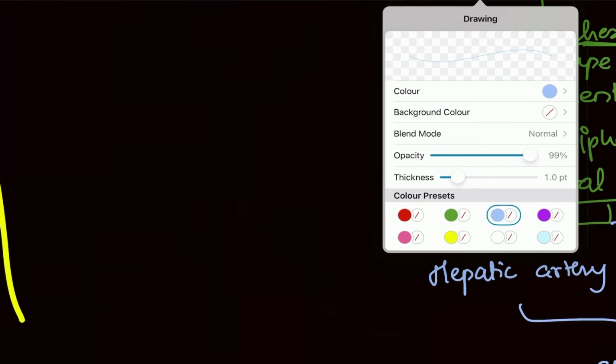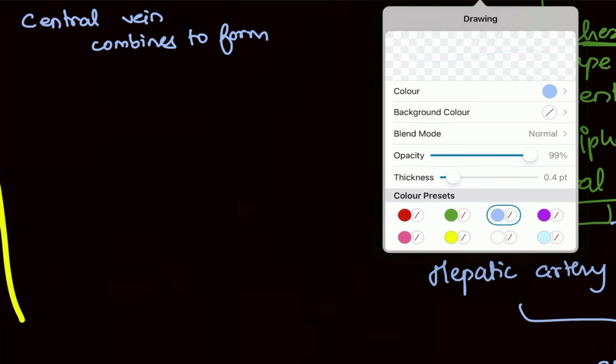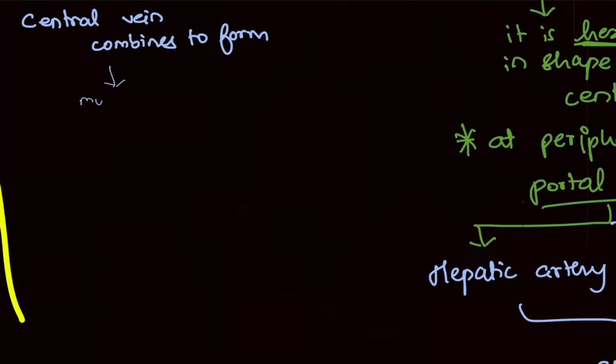Now let's know about the central vein. So central vein combines to form multiple hepatic veins. What will the central veins together form? Multiple hepatic veins, which will drain into inferior vena cava.